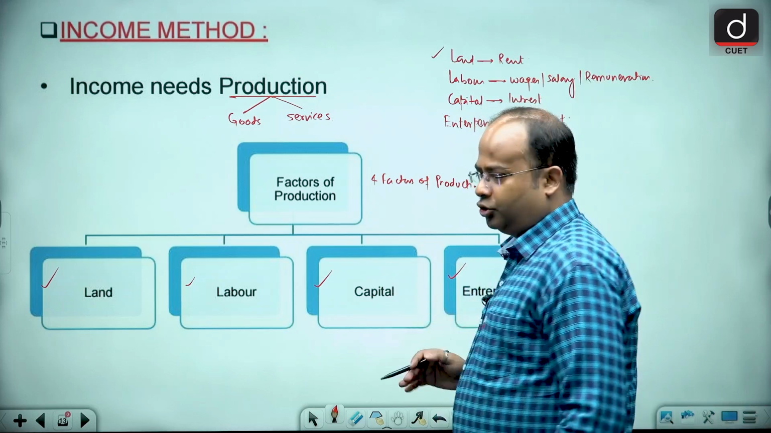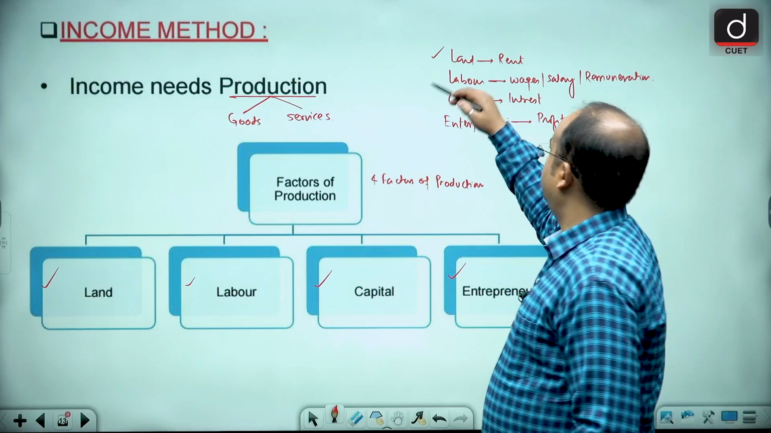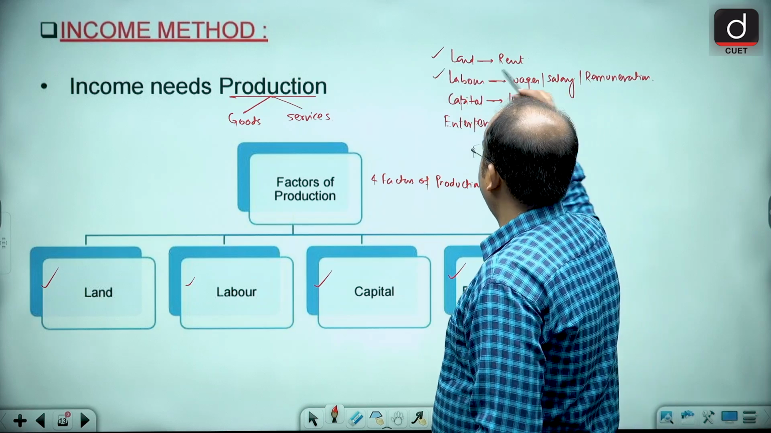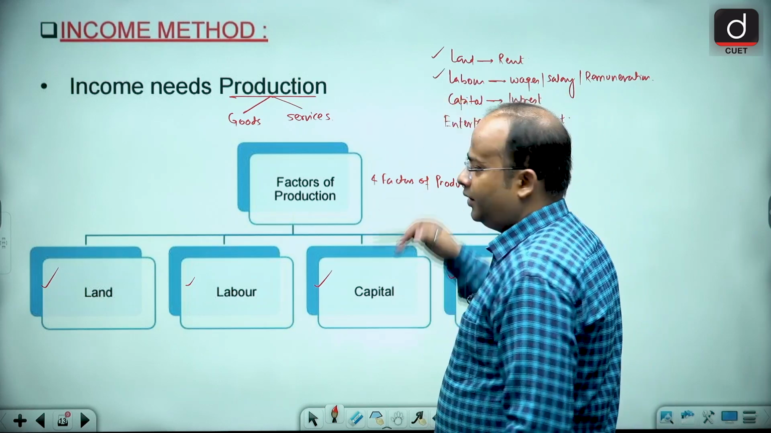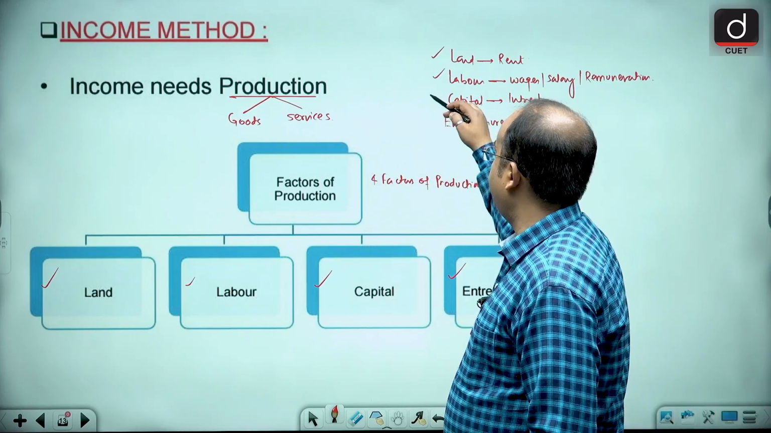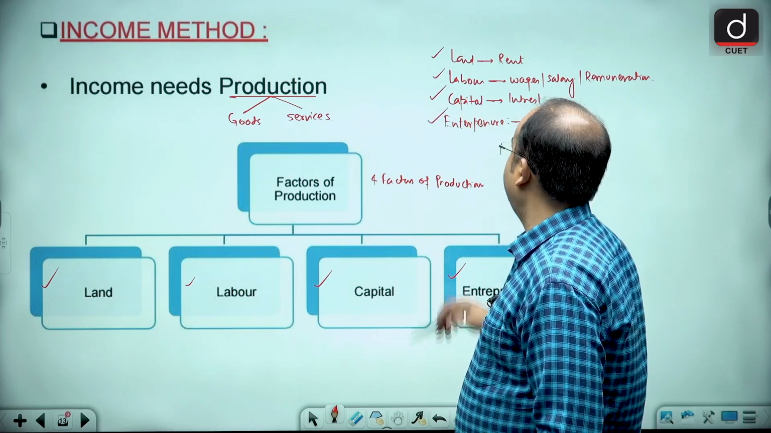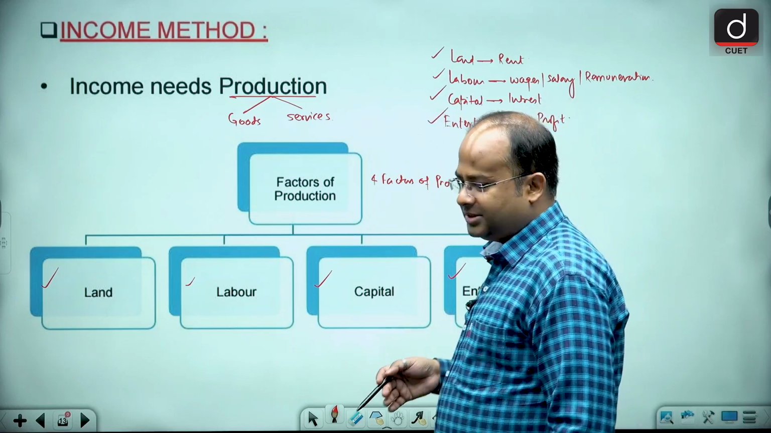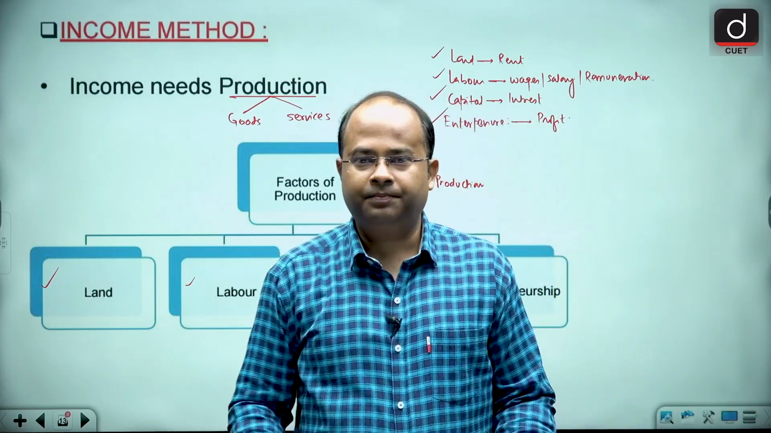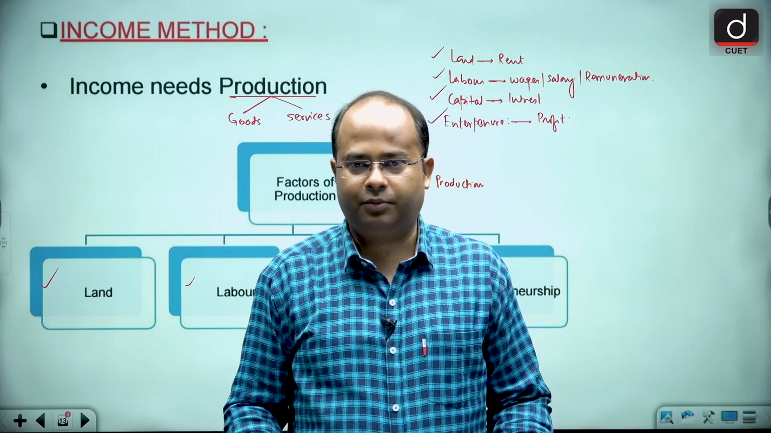Then labor, so you have deployed labor. To labor, what will you give? You will give wages or salary. Then if you have borrowed money from the bank to start the business, then it is capital, so you have to give interest. And entrepreneur means businessman. Why does a businessman work? A businessman works to earn profit. So entrepreneurship earns the profit.